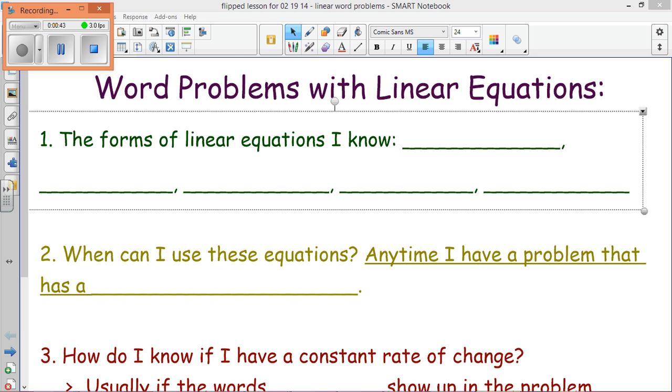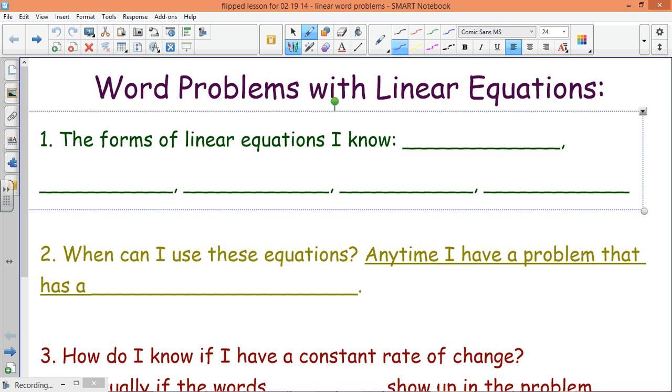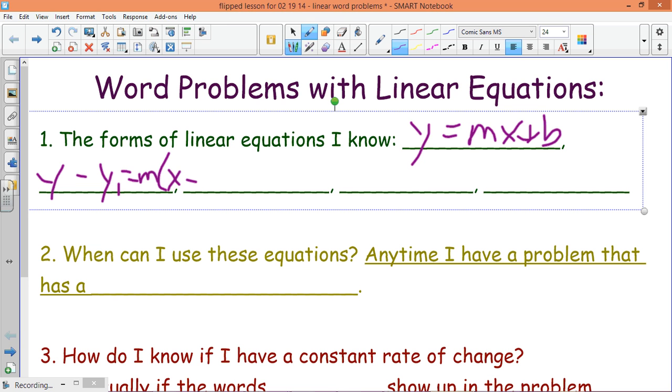All right. First thing we're going to do, we're going to fill out this first page. The forms of linear equations I know. I should hope that we are all able to fill this out with ease at this point. Here are the forms that you know. y = mx + b. y - y1 = m(x - x1). Notice how I took too much space for that one? That's because these three, this one right here, and this one right here, and this one right here, you're going to fill in yourself. By this point, you should be able to recite all 5 of them, or look in your notes and recite them from there. Moving on.